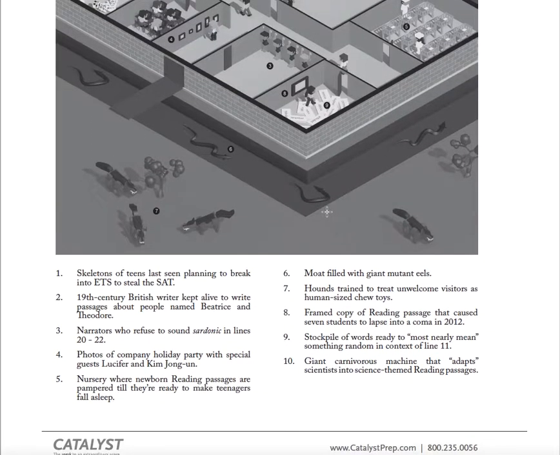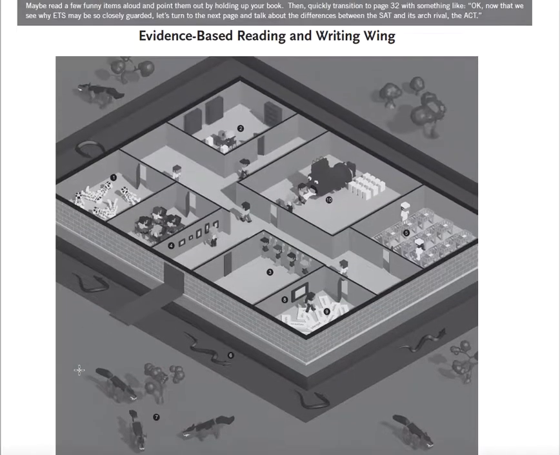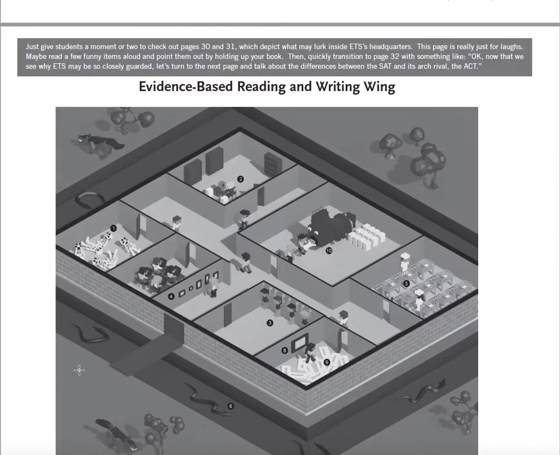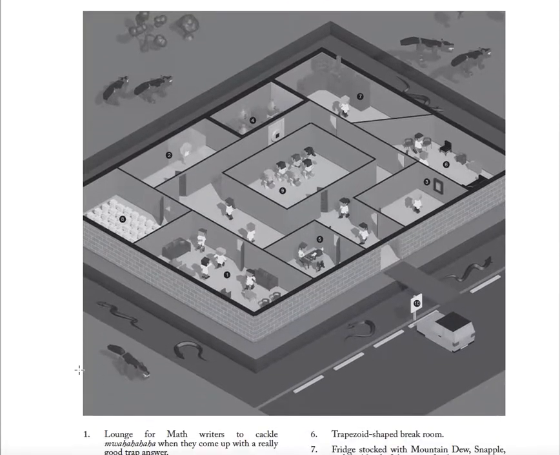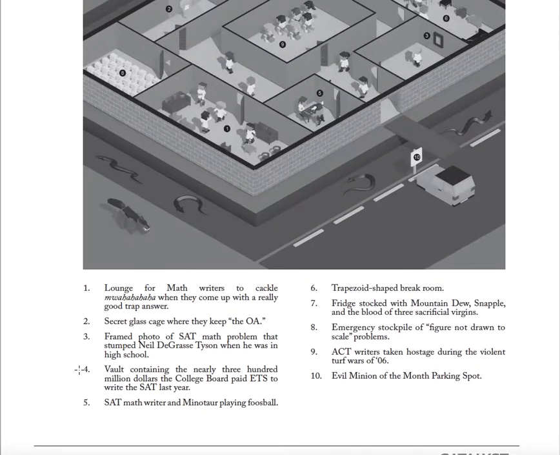So here you can see that we had some fun theorizing about what things may be lurking in the various quarters of ETS. Here on page 30, we have the evidence-based reading and writing wing, and on page 31, we have the math wing. And you might want to read a couple of these out loud. Here we have a little shout out to the OA. I don't know that any of your students will have watched it on Netflix, but basically these are very quick pages that are mostly for comic relief.